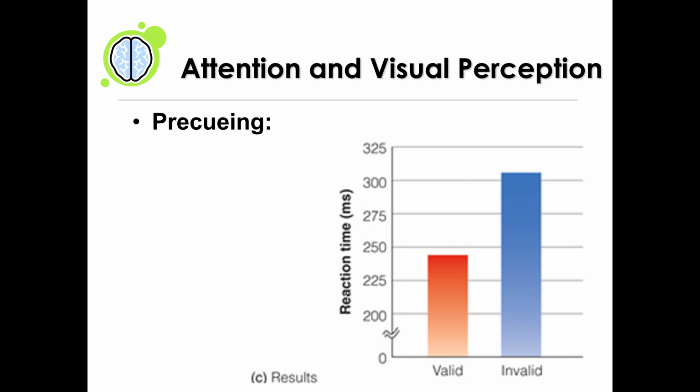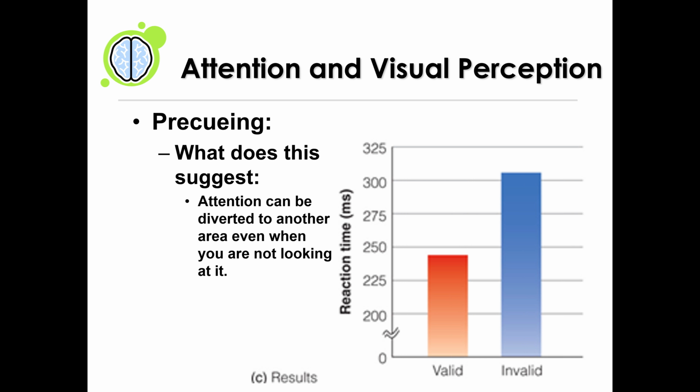It was likely caused by, that difference between them was caused by the invalid actually taking longer than the valid. So this is interesting work that has been generated by pre-queuing. So what does this suggest? Well, it suggests a couple things. First of all, attention can be diverted to another area even when you're not looking at that area.